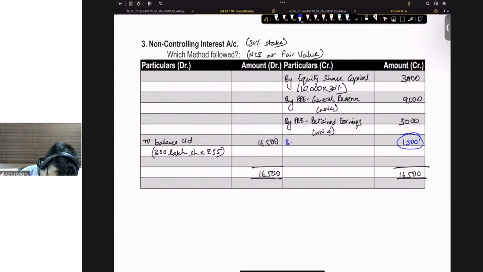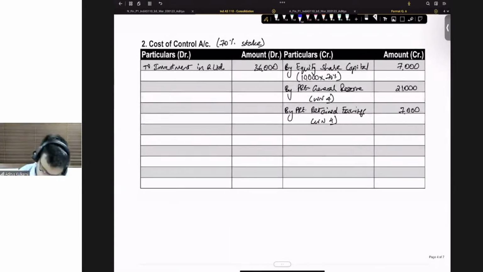Okay. So by goodwill. What is this goodwill? This is the goodwill which is attributable to the NCI. Remember in step number 5, we had discussed goodwill attributable to the parent and goodwill attributable to the NCI. This is that goodwill only. Okay. Balance this. We are left with 36,000.